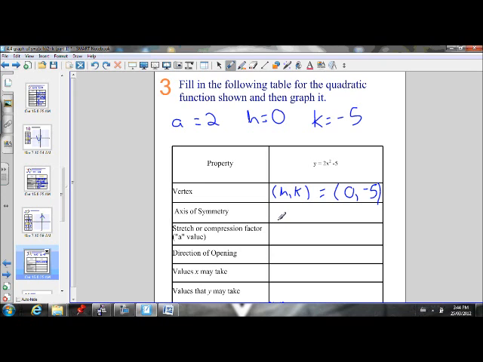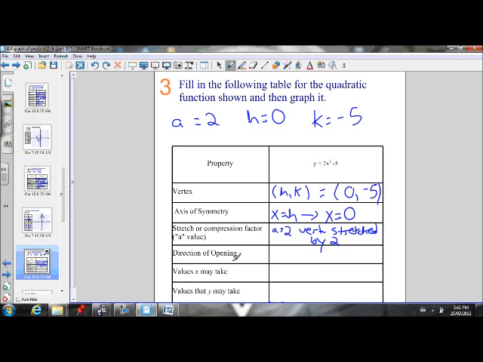Good. Our axis of symmetry is x equals h. In this case, our h value is 0, so our axis of symmetry is x equals 0. Is it being stretched or compressed? Yes, A is equal to 2. 2 is a number greater than 1, therefore it's being vertically stretched by a factor of 2. Make sure you write "a factor of", I just didn't have room in there to do it.